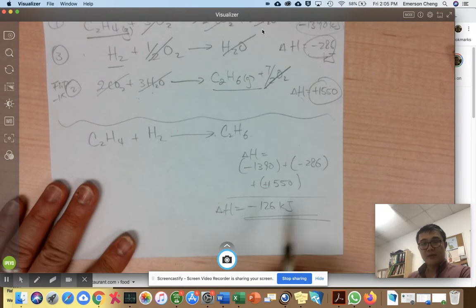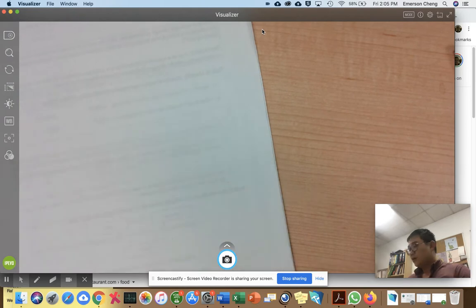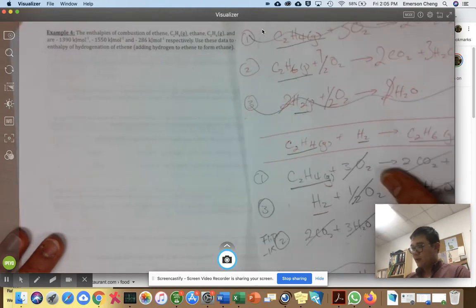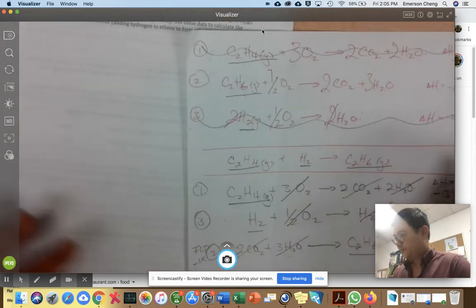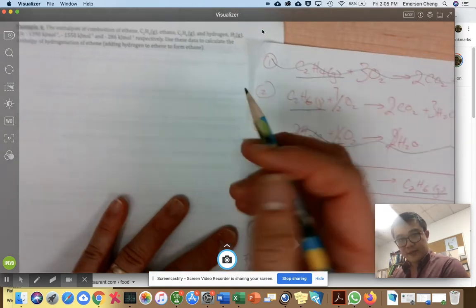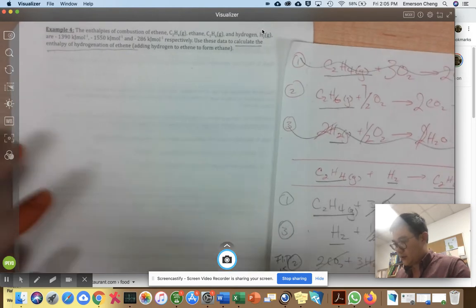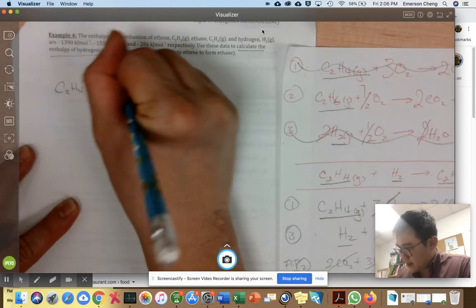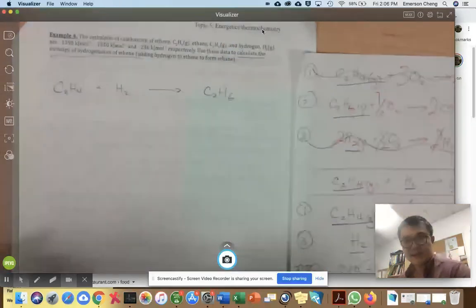Okay. Now, this is how you do example number 4 using a system of equations. Another way to do this is the following. I'm going to do it directly on paper. I'm going to use this to help me too, because a lot of these equations will be the same. Using an enthalpy cycle is still the same thing: you want to find the enthalpy of hydrogenation of ethylene. So I'm going to write out this equation: C2H4 plus H2 gives me C2H6. Okay, I'm going to leave myself a lot of room.